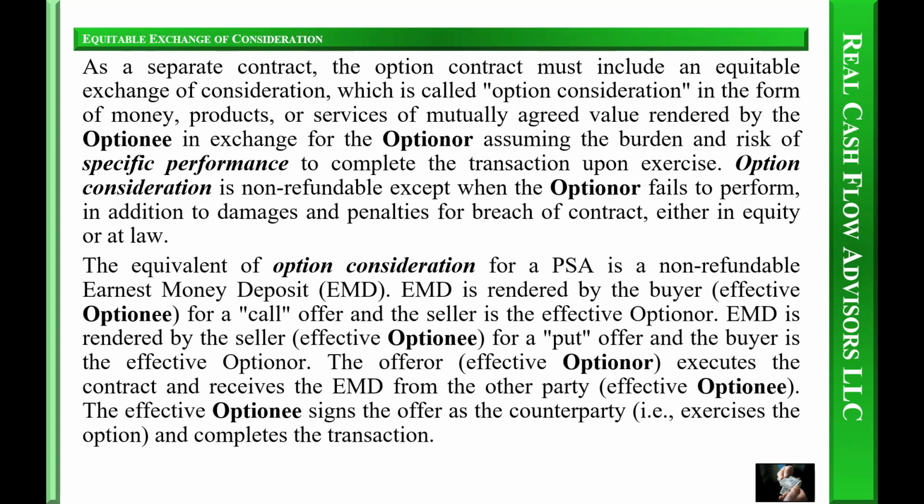The equivalent of option consideration for a PSA is a non-refundable earnest money deposit, EMD. EMD is rendered by the buyer, effective optionee, for a call offer, and the seller is the effective optionor. EMD is rendered by the seller, effective optionee, for a put offer, and the buyer is the effective optionor. The offerer, effective optionor, executes the contract and receives the EMD from the other party, effective optionee. The effective optionee signs the offer as the counterparty, that is, exercises the option and completes the transaction.